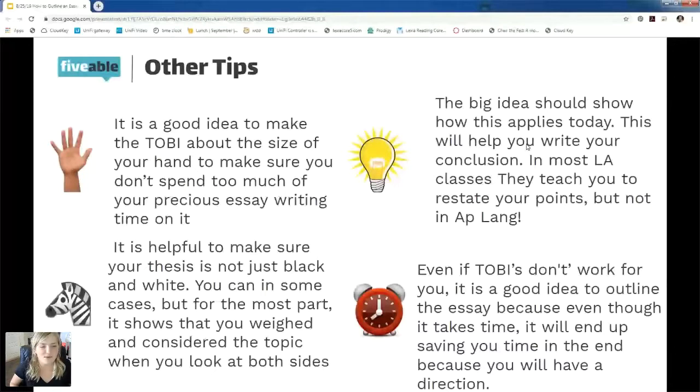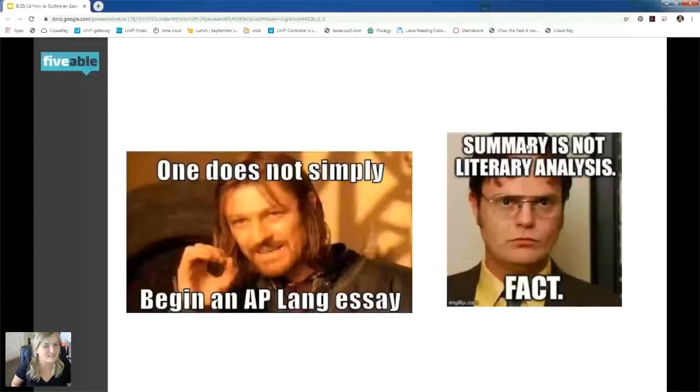Okay, and one thing you've learned about me is I'm obsessed with The Office, so I had to include a reference in here. But these are just two. One does not simply begin an AP Lang essay. So that's what I reiterated earlier, that you can't just start writing. Like you can't, but you can, but really you can't.